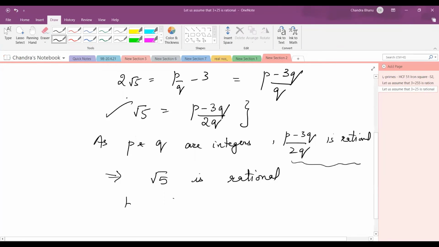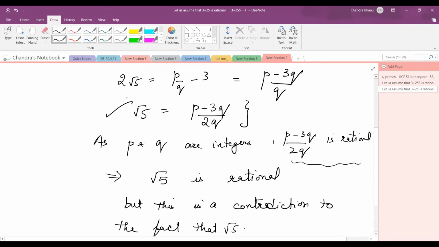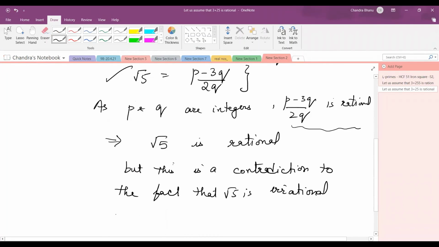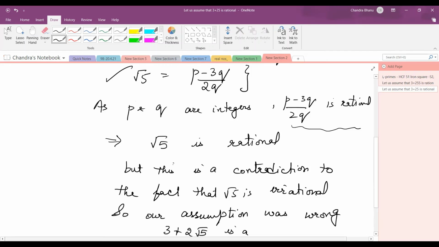But this is a contradiction to the fact that root 5 is irrational. So our assumption was wrong. 3 plus 2 root 5 is an irrational number.